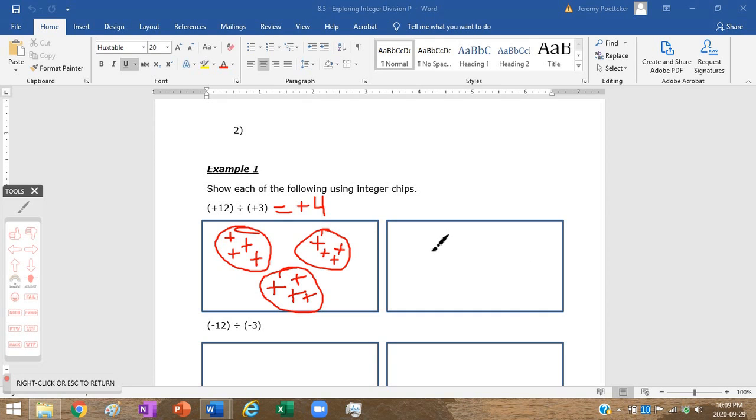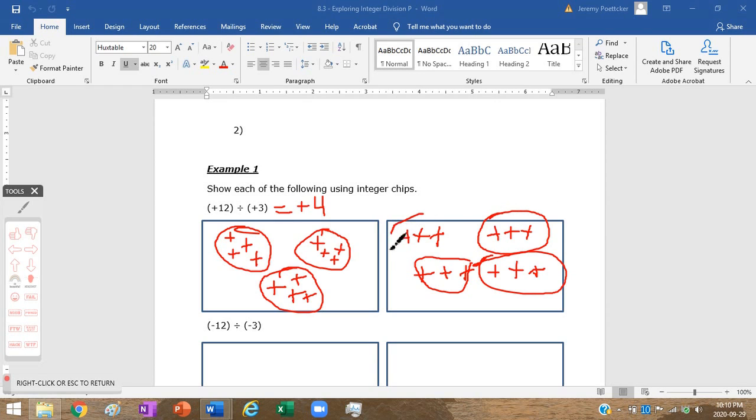I could also look at this in terms of positive 12 divided into groups of 3. So I've got one group of 3 here, another group of 3 here, total 6 so far, another group of 3 here, and another group of 3 here. How many groups of 3 do I have? I've got 1, 2, assuming I can circle them, 3, 4. Again, equals positive 4 groups of 3. All right.